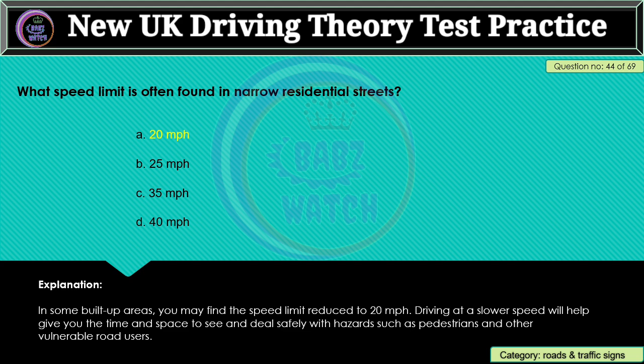Explanation. In some built-up areas, you may find the speed limit reduced to 20 miles per hour. Driving at a slower speed will help give you the time and space to see and deal safely with hazards such as pedestrians and other vulnerable road users.